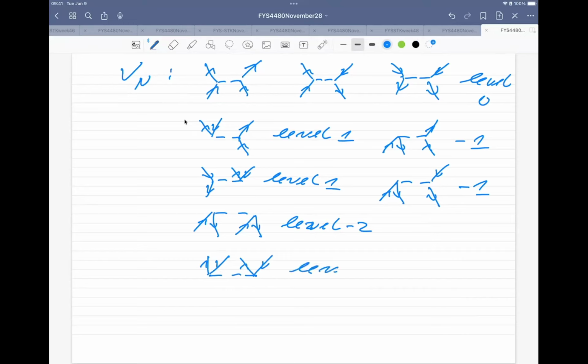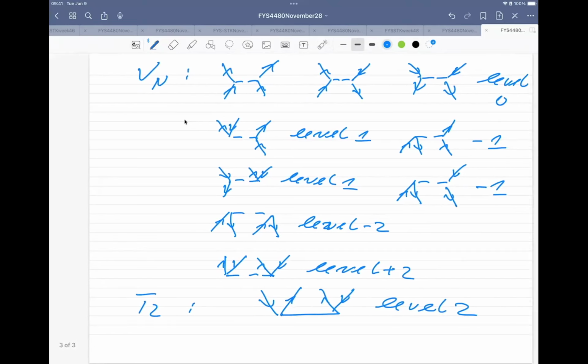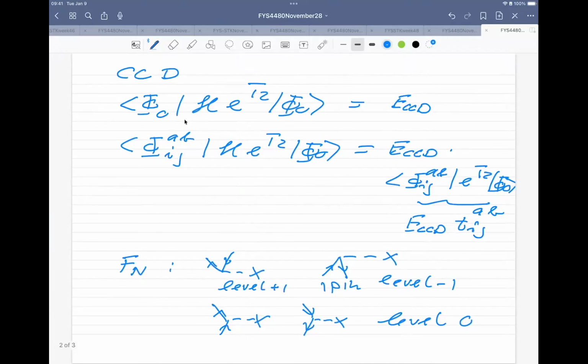And this is a level +2. And then in our case, we have the T2 operator, which is just given by this diagram here. And this is a level 2. So when we look back at the equations, what we have then, when we are going to match these different terms, is that in this term here, we're actually going from a 0-particle, 0-hole to a 0-particle, 0-hole. So if we think in terms of excitation levels, this is just a 0 level.